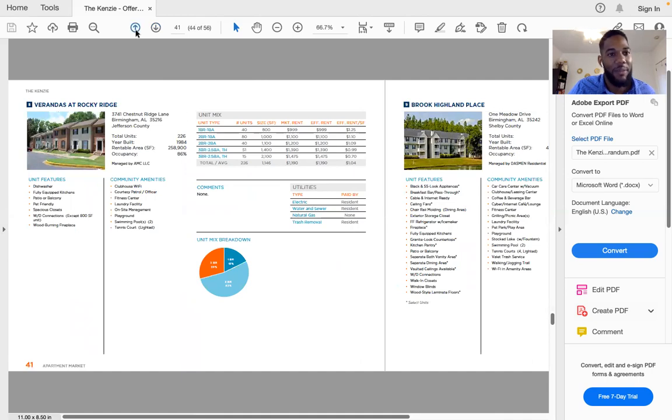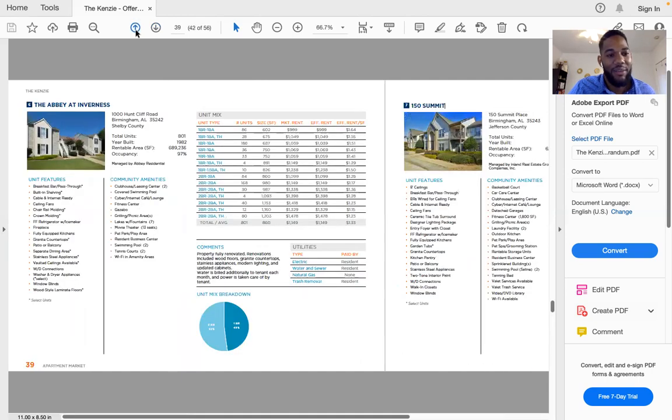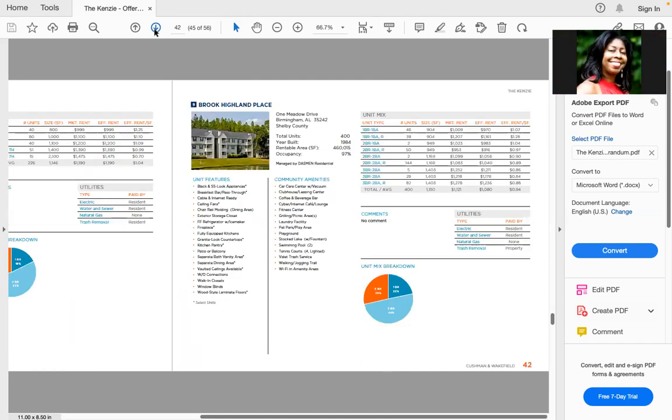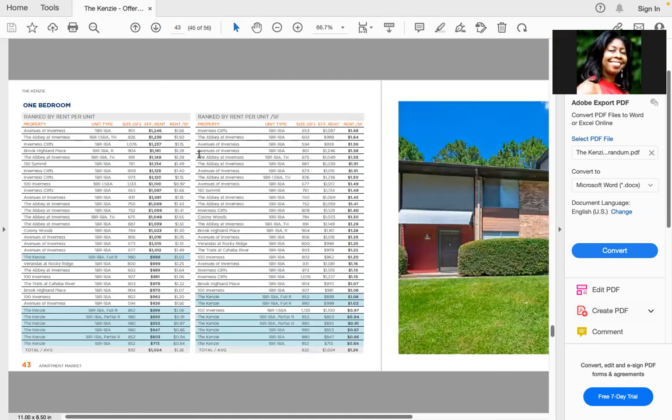These are some nice looking properties. Wouldn't you guys agree? I mean, pretty decent looking properties here. Definitely. Yeah. All righty.